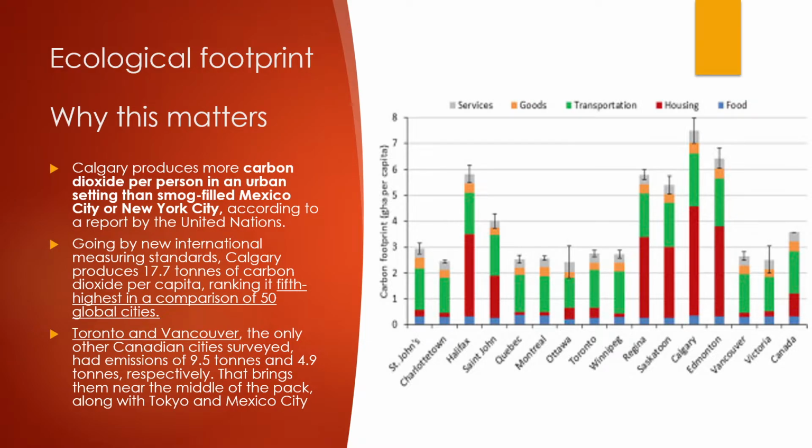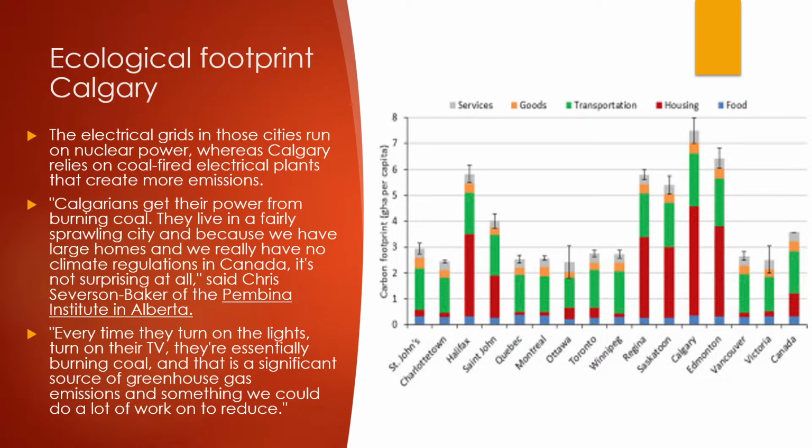Toronto and Vancouver, the only other Canadian cities surveyed, had emissions of 9.5 tons and 4.9 tons respectively. That brings them near the middle of the pack along with Tokyo and Mexico City. The electrical grids in those cities run on nuclear power, whereas Calgary relies on coal-fired electrical plants that create more emissions. Calgarians get their power from burning coal. They live in a fairly sprawling city, and because we have large homes and we really have no climate regulations in Canada, it's not surprising at all, said Chris Severson-Baker of the Pembina Institute in Alberta.